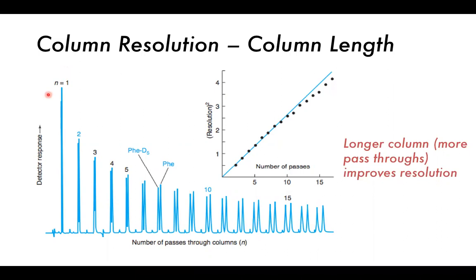You can see here that on the first pass there's very limited separation, which improves with the number of passes that we make, until we get to about 10, and we have a resolution of about 1.5, which is the minimum standard we can accept for our RS value. And so you can see that the resolution improves with the number of passes; the number of passes is proportional to the square of the resolution. So a longer column, or more pass-throughs, improves resolution. We're not having a very long column here, we're just using the column multiple times, so it's effectively the same as increasing the column length.